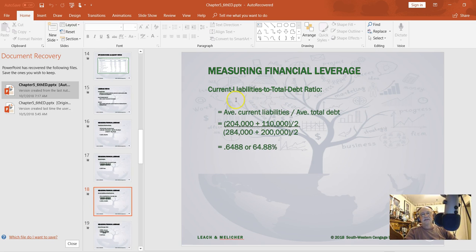All right, so here's basically what percentage of my total debt is in short-term or current liabilities. If you look at this equation, average current liabilities over average total debt, you'll find that 64% of my total debt is in short-term current liabilities, and that appears a little high. You might want to cut that back a little, as you can see.